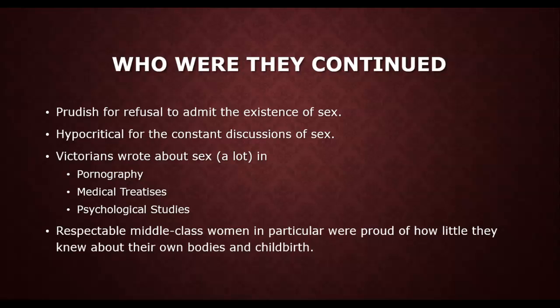The Victorians were prudish for refusal to admit the existence of sex, and hypocritical for the constant discussion of sex. Victorians wrote about sex a lot. They did it in pornography, medical treatises, and psychological studies. Now, psychology is becoming a big deal at this time. Psychiatrists were called alienists. So this is where you get a lot of in-depth study about sex, but it's very one-sided. Respectable middle-class women in particular were proud of how little they knew about their own bodies in childbirth.